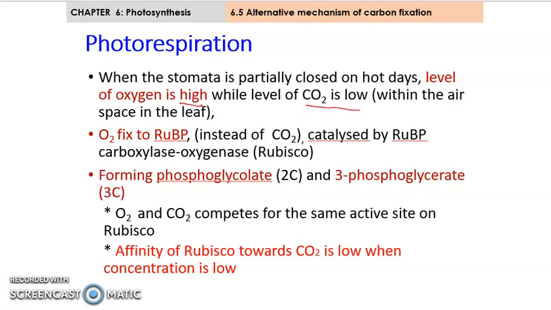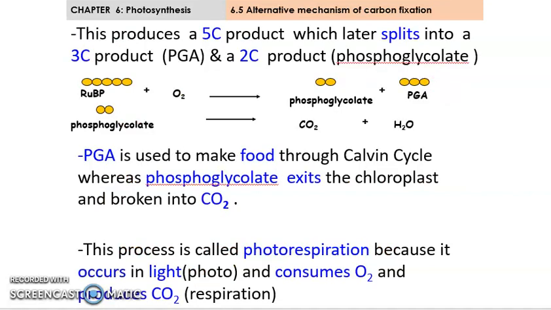As a conclusion, we can say that the affinity of Rubisco towards carbon dioxide is low when the concentration of carbon dioxide is low. When the concentration of carbon dioxide is low, the affinity or tendency of Rubisco towards carbon dioxide becomes low. So what happens? The affinity of Rubisco towards oxygen is higher compared to carbon dioxide, because the concentration of oxygen is higher than carbon dioxide.